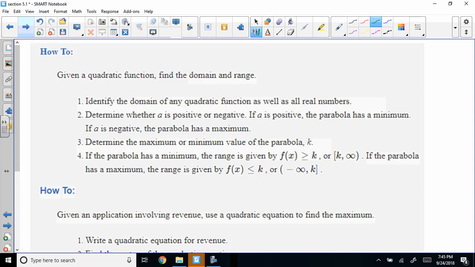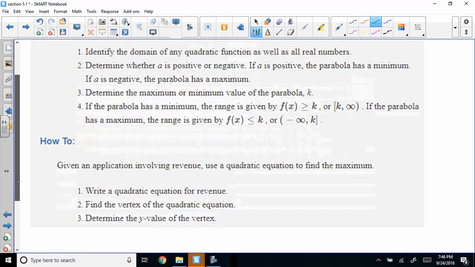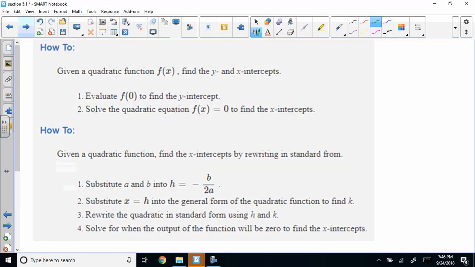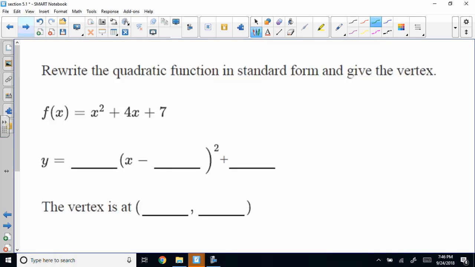Don't worry about domain and range. We're going to talk about that, and we'll talk about all the other stuff. So let's just get started. It's talking about x-intercepts, y-intercepts, so we'll just do it. Rewrite the quadratic function in standard form and give the vertex. Basically, take it and put it in vertex form, correct?